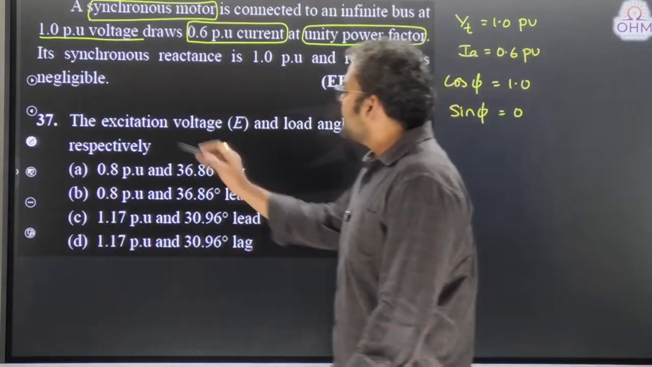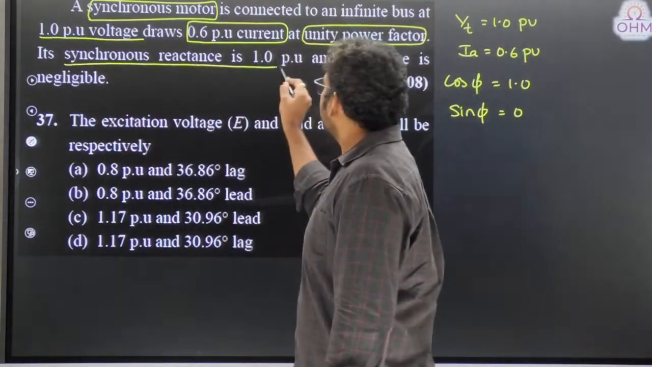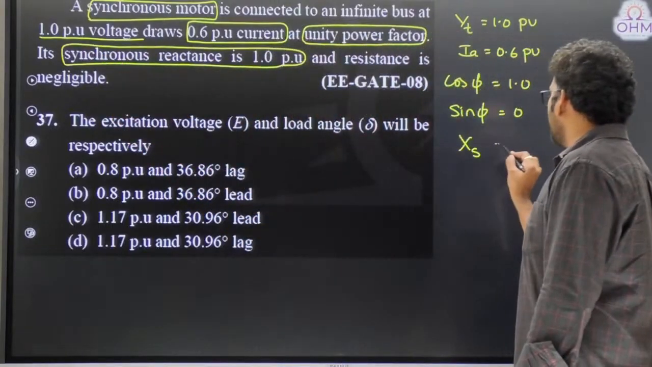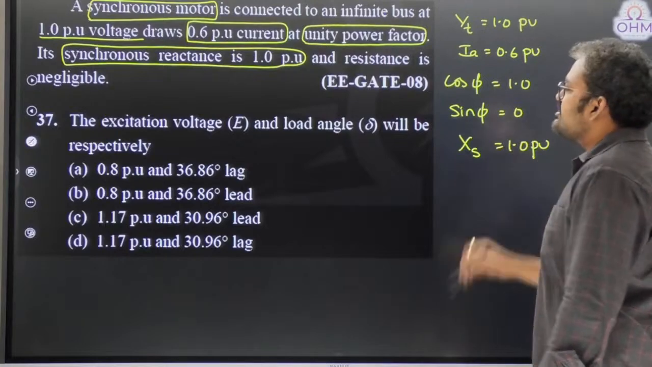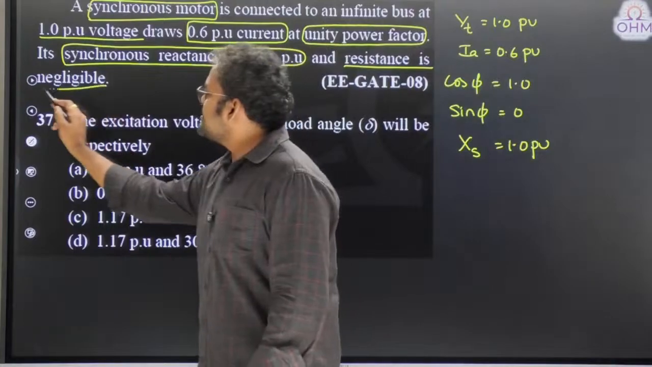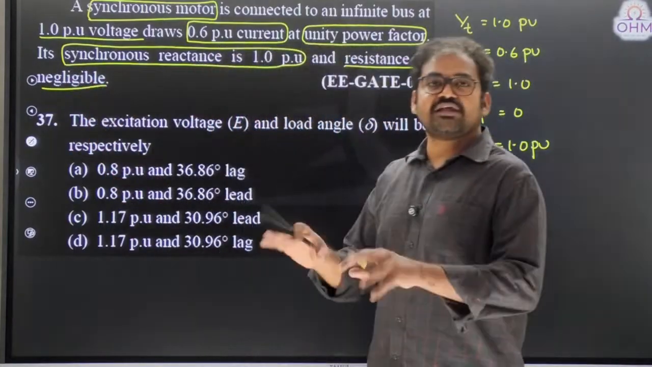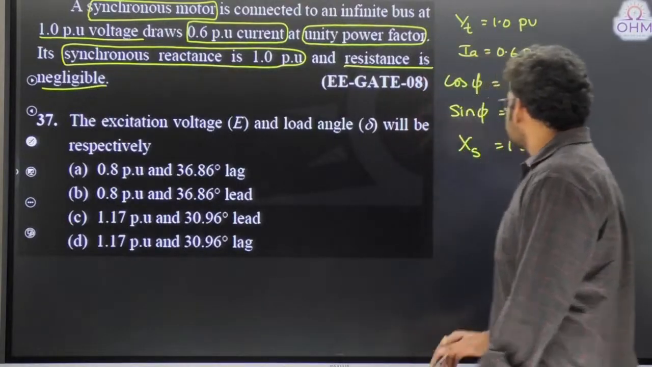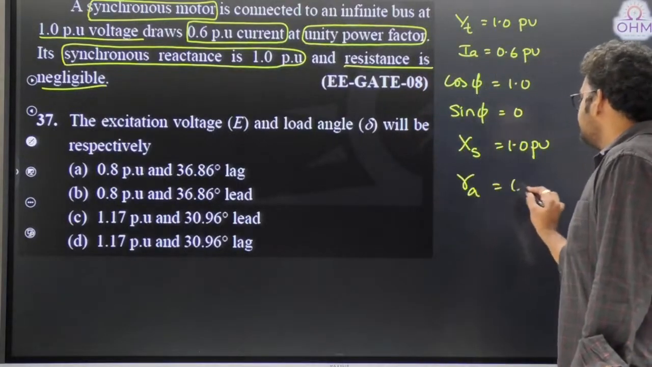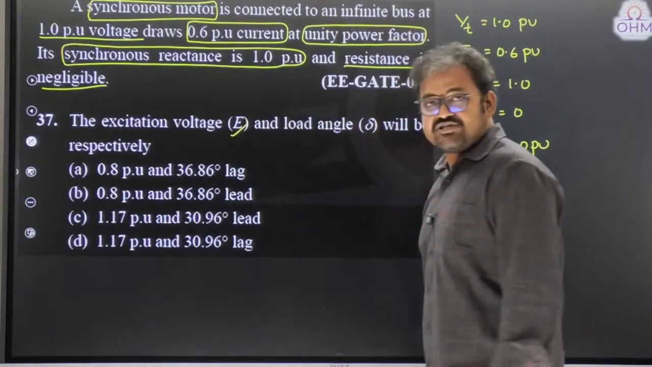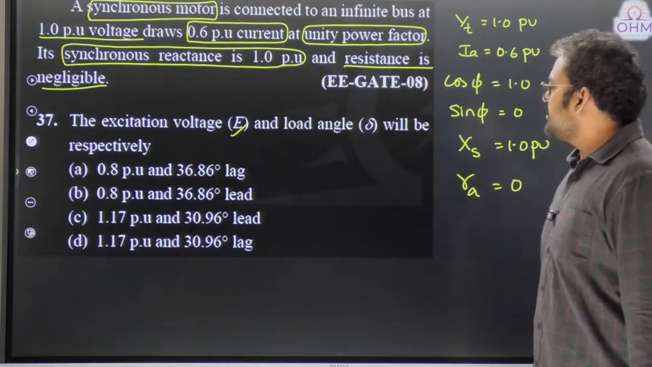Once again, the reactance was given as 1 per unit. XS value was given as 1 per unit. No information about resistance, so resistance is negligible. Even if this word is not given, you can neglect RA if it was not given in the problem. So RA is neglected. Now what do we need to calculate? First we need to calculate the excitation EMF, and then we have to calculate the load angle.